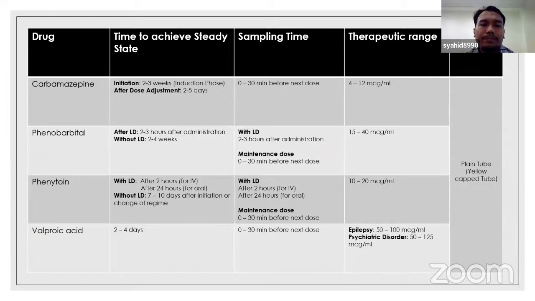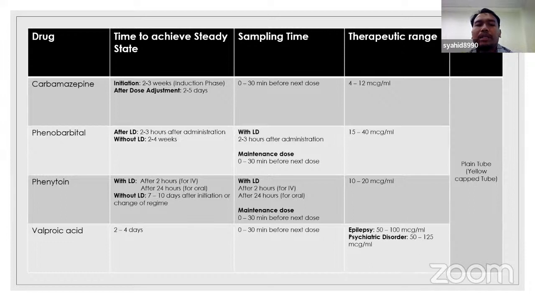For phenobarbital, if we give the patient the loading dose, it is 2 to 3 hours after initiation of loading dose. Without the loading dose, it will take a longer time, which is 2 to 4 weeks. For sampling time with loading dose, 2 to 3 hours of initiation, we can straight away take the sample. With maintenance dose, we take 0 to 30 minutes before the next maintenance dose. The therapeutic range is 15 to 40 mcg per ml.